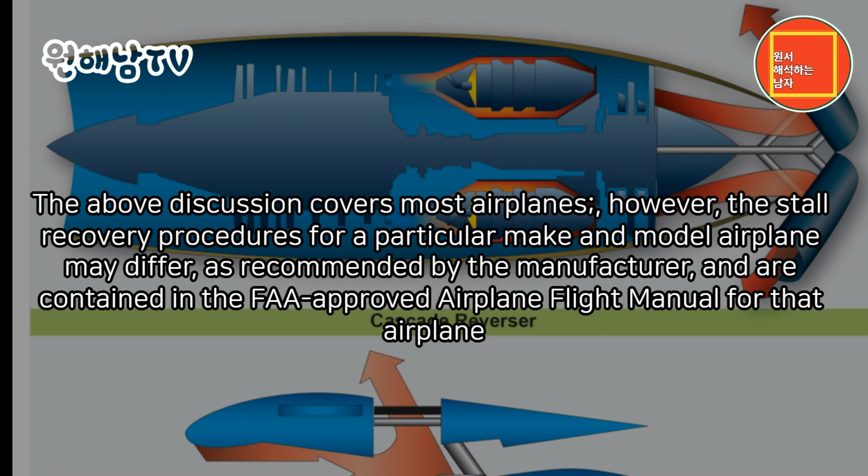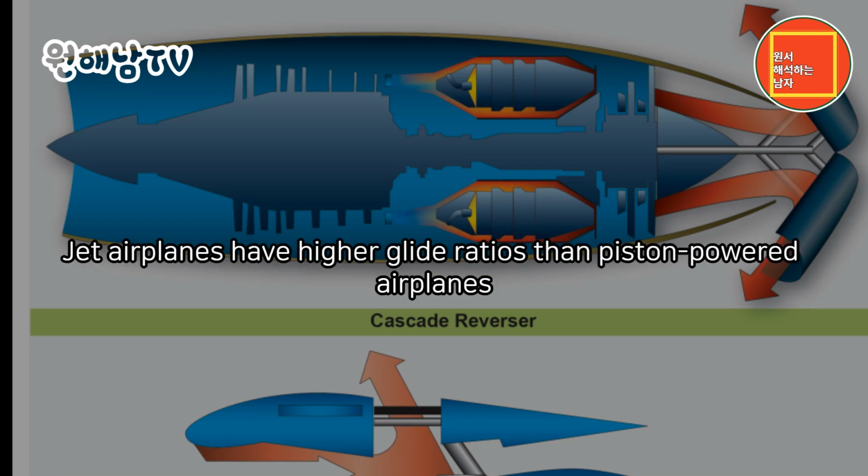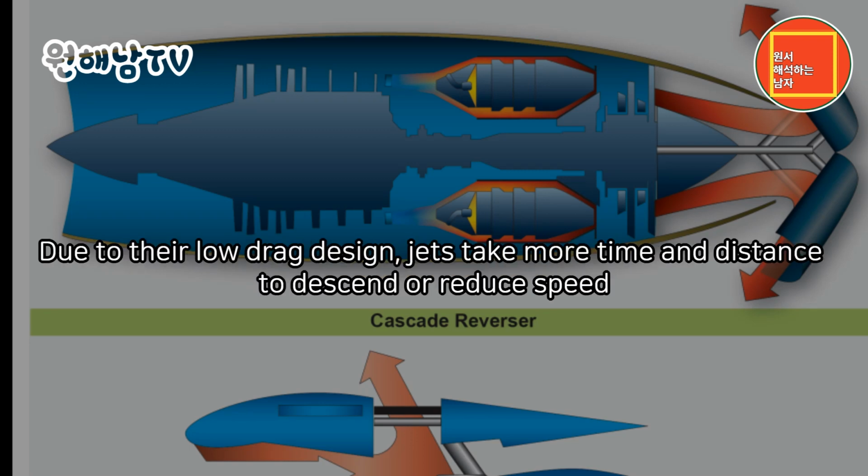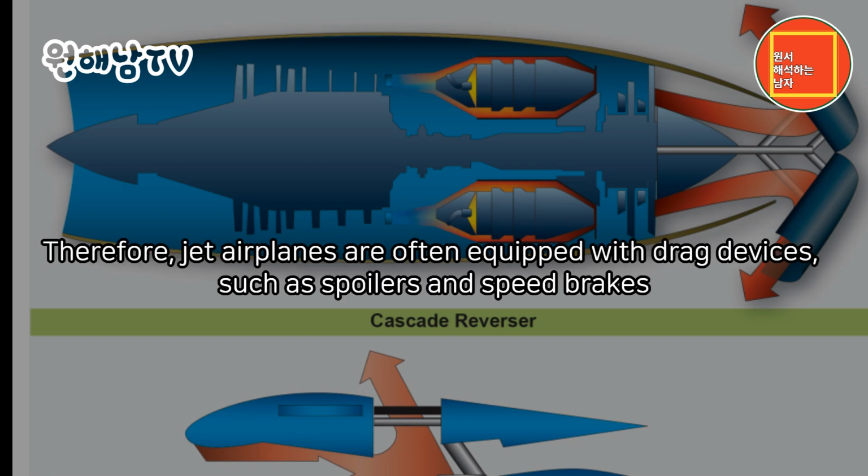The above discussion covers most airplanes, however, the stall recovery procedures for a particular make and model airplane may differ, as recommended by the manufacturer, and are contained in the FAA-approved airplane flight manual for that airplane. Drag devices. Jet airplanes have higher glide ratios than piston-powered airplanes. Due to their low drag design, jets take more time and distance to descend or reduce speed. Therefore, jet airplanes are often equipped with drag devices, such as spoilers and speed brakes.